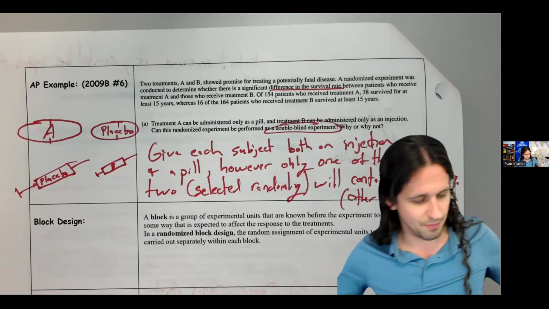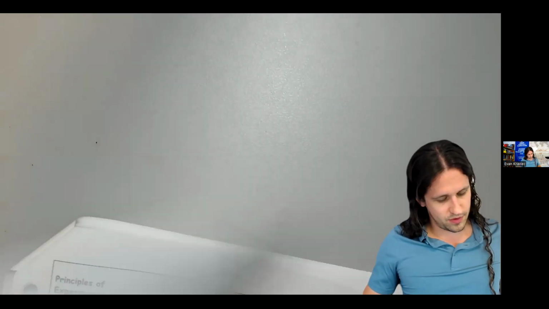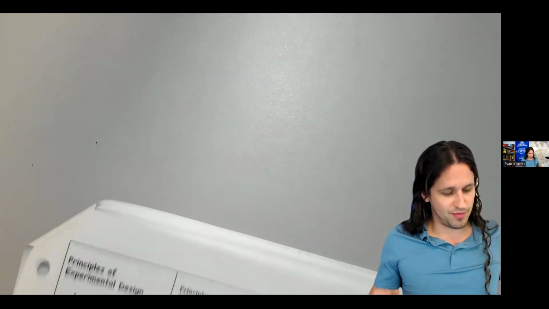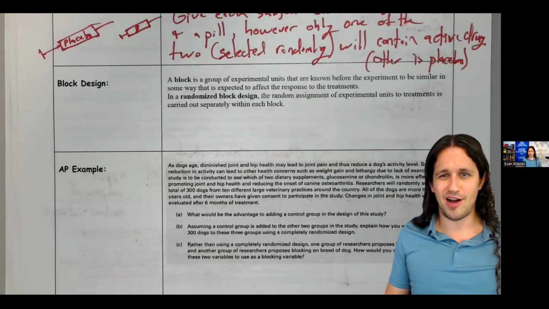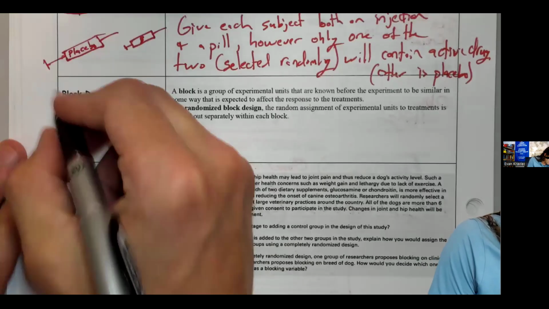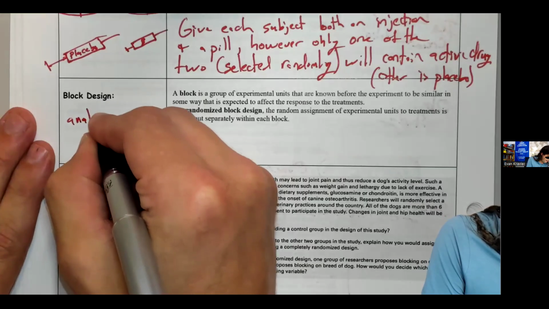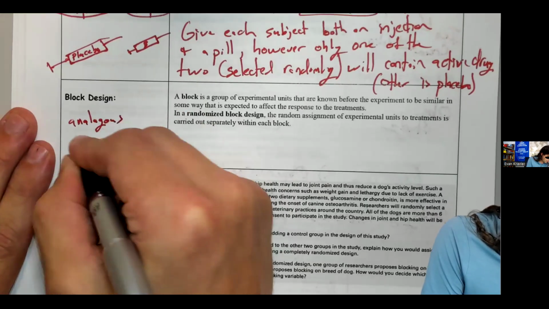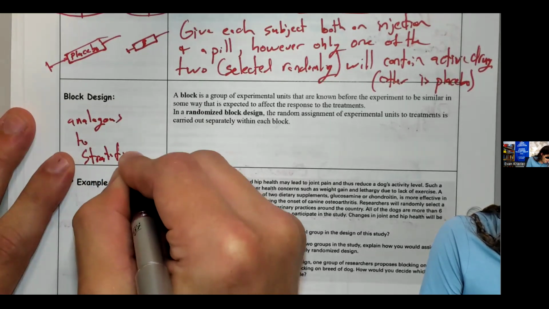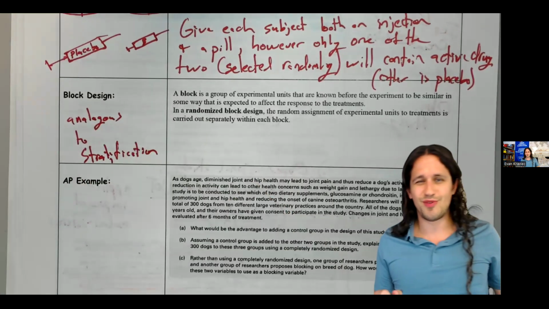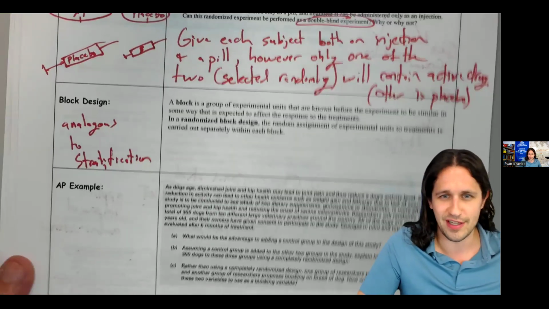One last big topic to consider here. We have more pages than I thought. It'll be okay though. One last topic to consider here is block design. What is block design? Block design, here's a word you maybe don't know, is analogous to stratification. What does that mean, analogous? It means it kind of behaves in the same way. It's kind of a similar relationship.